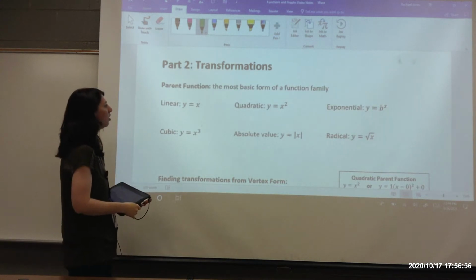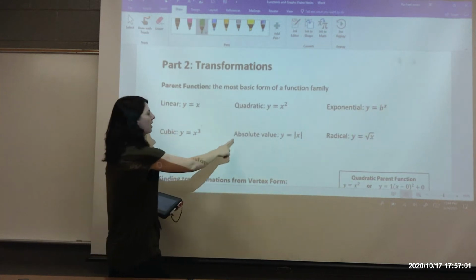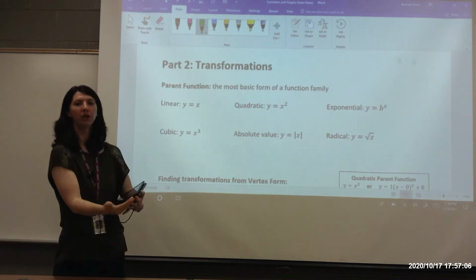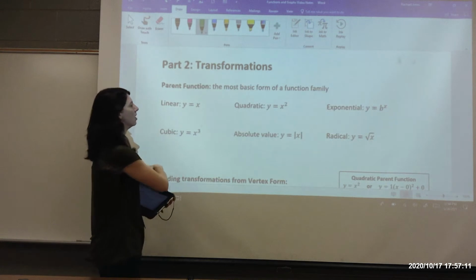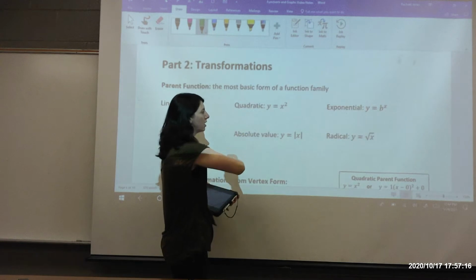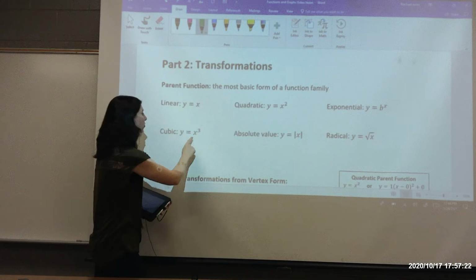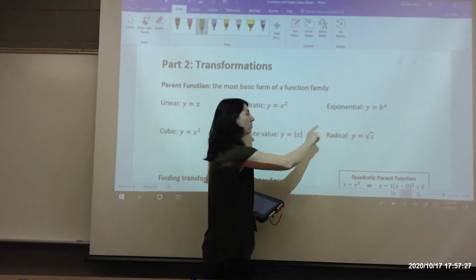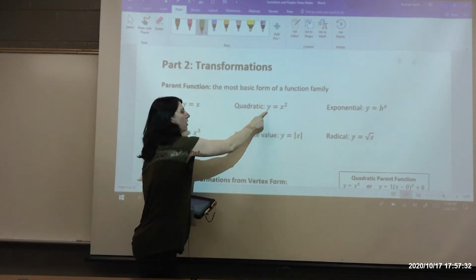These are 6 function families. You have linear, quadratic, exponential, cubic, absolute value, and radical. These are the basic forms, what we call the parent function of each family. So for linear, it's just y equals x. Quadratic, which is what we're going to focus on most of the time, y equals x squared. And then you have your exponential, where your x is the exponent. Your cubic is x to the third. Absolute value with your absolute value bars. And a radical is talking about a square root or a higher root. So we're going to focus mostly on this one right now.